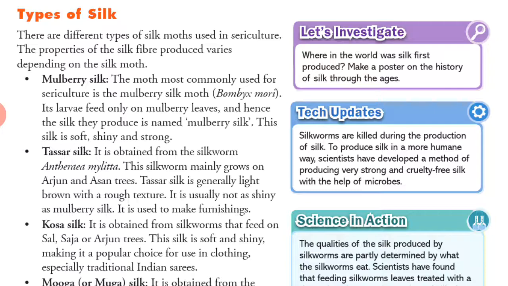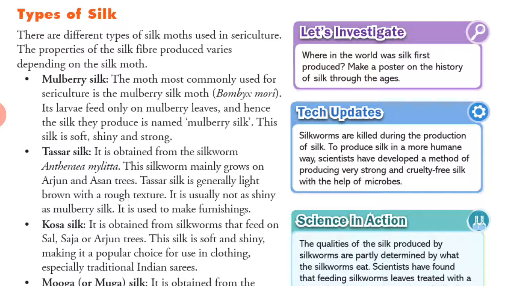Tassar silk, the second type of silk, is obtained from the silkworm Antheraea mylitta. This silkworm mainly grows on Arjun and Asan trees. Tassar silk is generally light brown with a rough texture. It is usually not as shiny as mulberry. It is used in making furnishings.